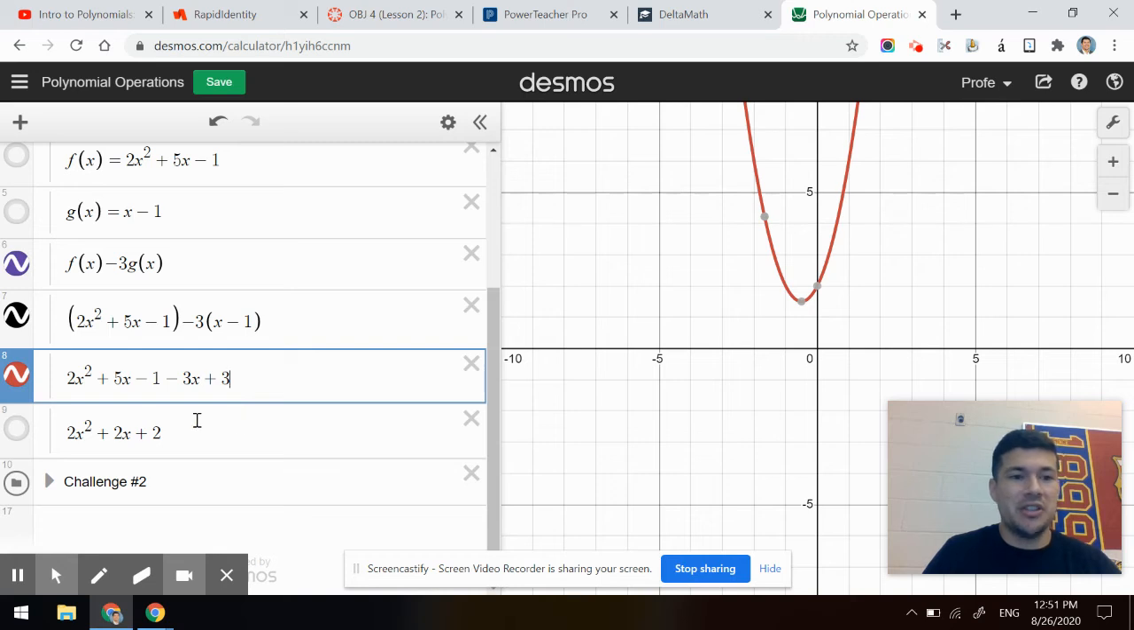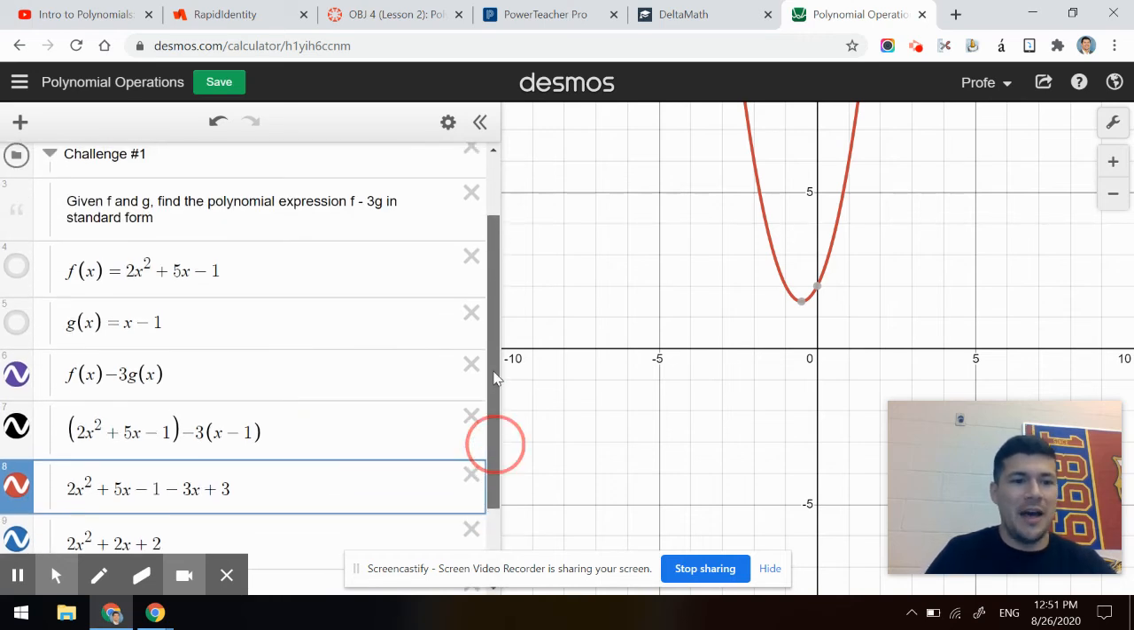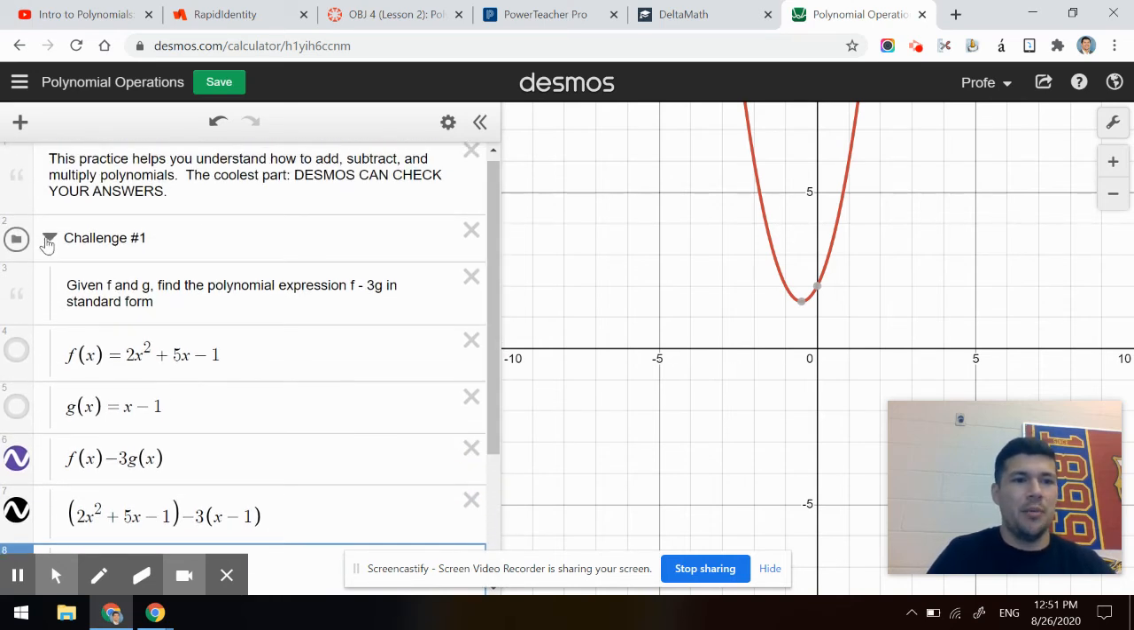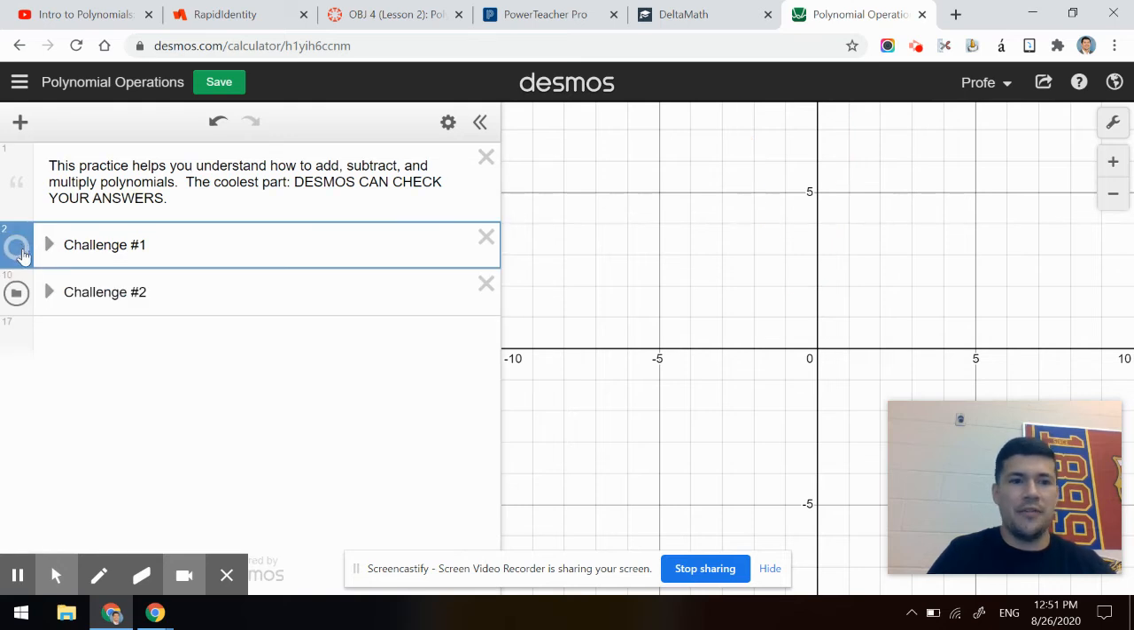The last step is really to just combine like terms. And when I do this, I am going to add 5x to -3x, and I get positive 2x. -1 plus 3 is positive 2. And guess what? Once again, I get the same parabola, right? Same parabola, which means that the final answer is 2x squared plus 2x plus 2. That is f of x minus 3g of x. Pretty cool. All right, I'm going to turn off that function.